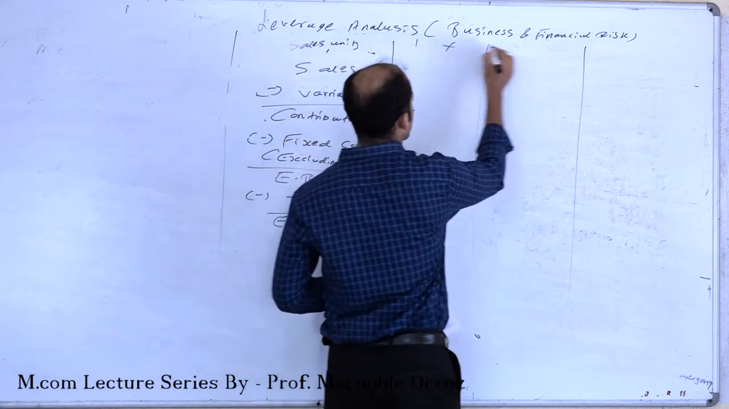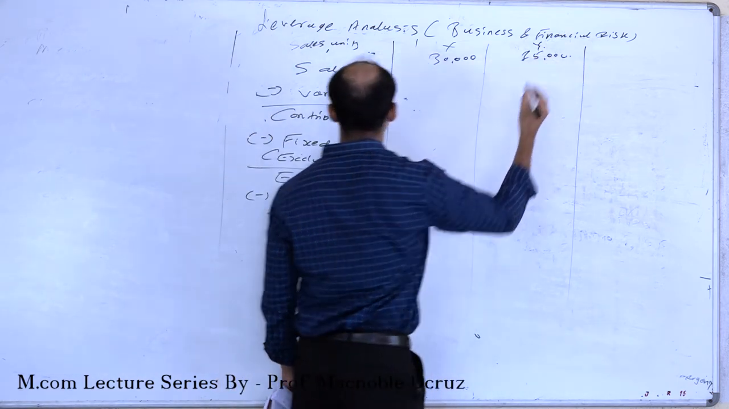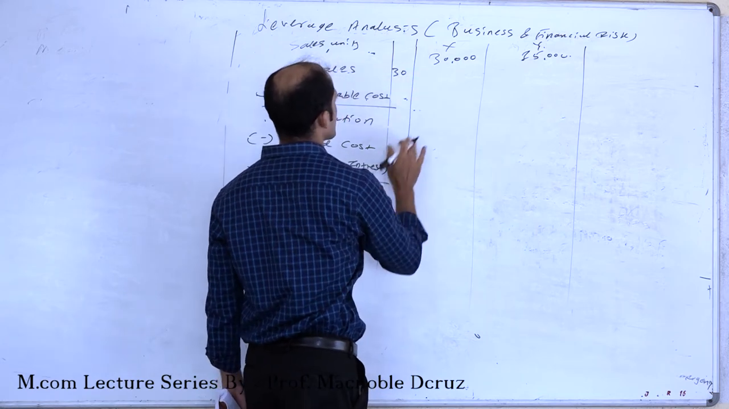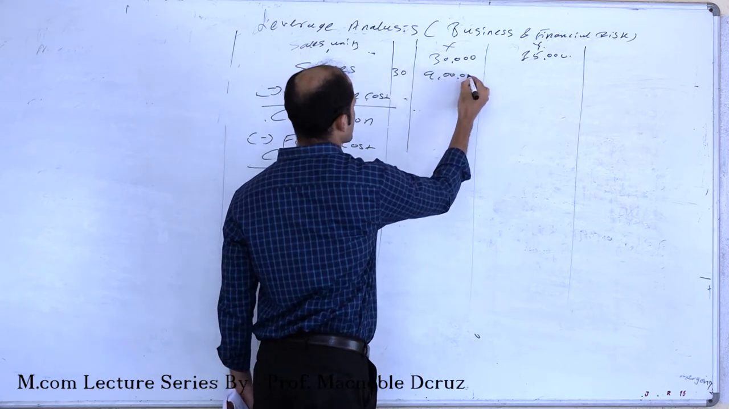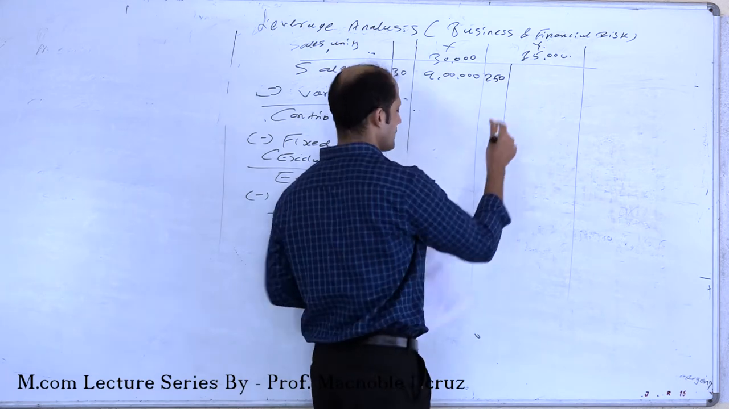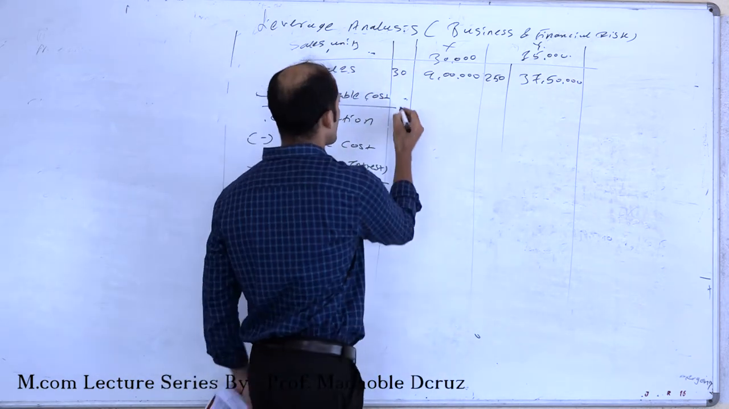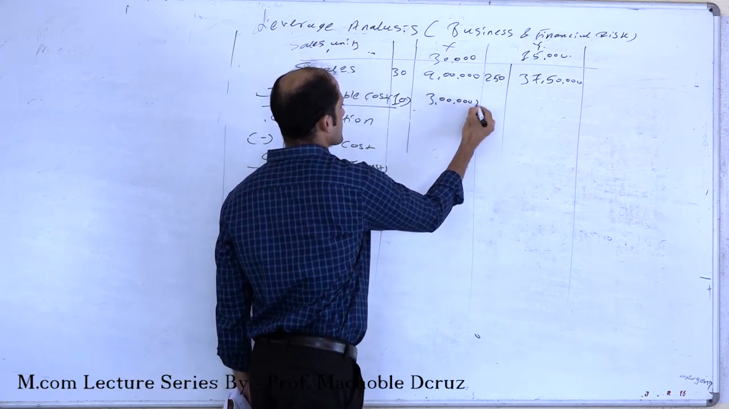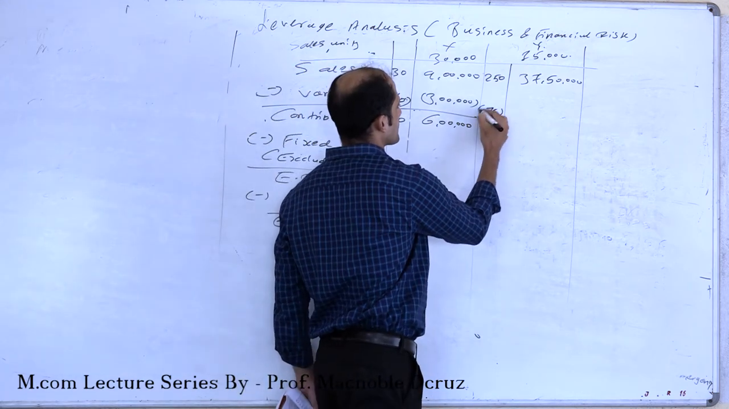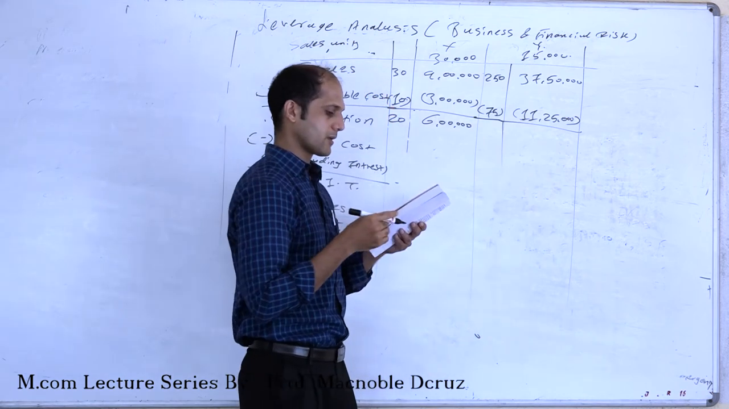For two companies, the information is given. For X it is 30,000 and for Y it is 15,000. Sales per unit, the selling price, is 30 rupees. 30 rupees into 30,000, so it will come 9 lakhs. And here the price per unit is 250. So 250 into 15,000 will come 37 lakh. Less variable cost: the variable cost here is 10 rupees given. 10 into 30,000 rupees. So 20 rupees is contribution, 6 lakhs. And here variable cost is given as 75 rupees. 75 into 15,000 is 11 lakh 25,000. So we will get the contribution 37 lakh less 11 lakh 25,000.